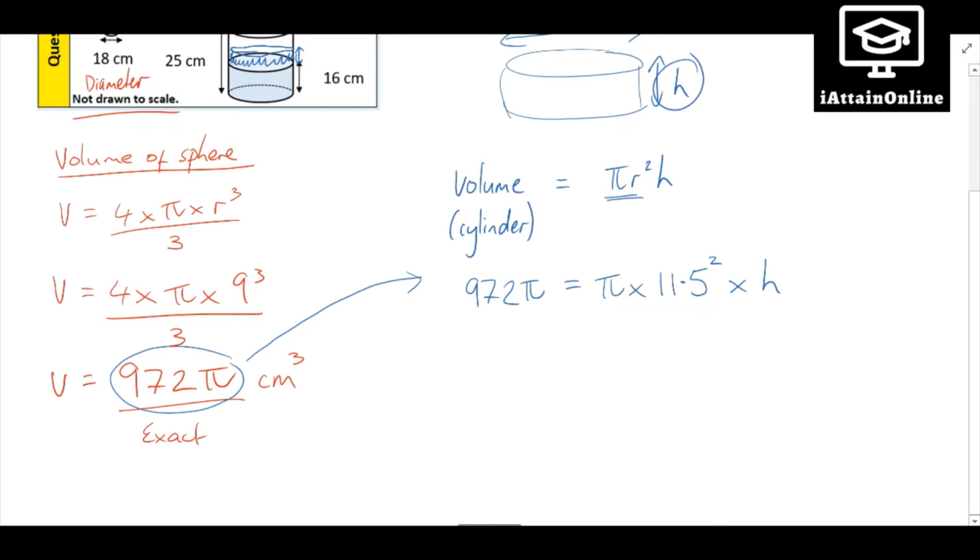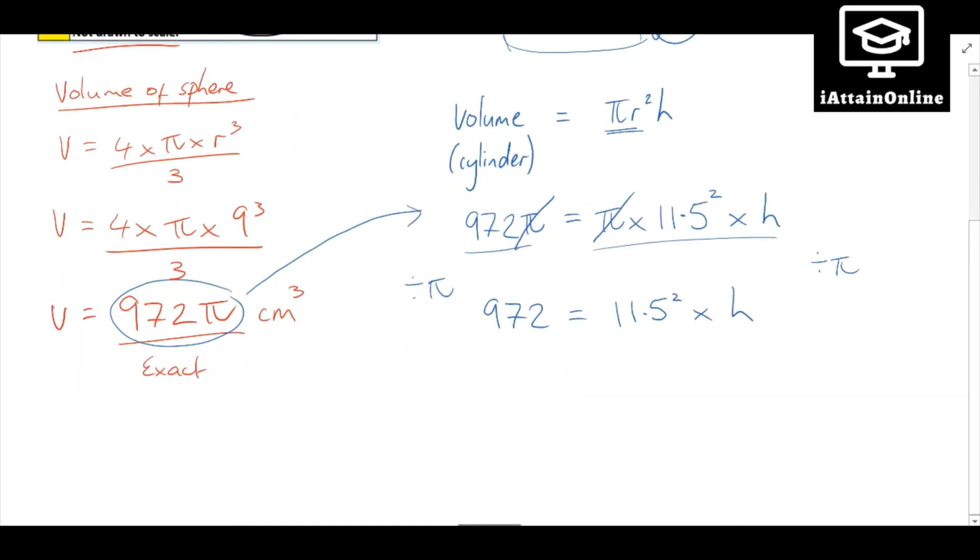Now remember, I said at the start it's sometimes useful to leave everything in terms of pi. This is an example of where that might come in handy. Both sides of this equation, we're just multiplying. The left-hand side means 972 times pi, and then we're just timesing everything on the right-hand side. Because we are timesing everything, and there's no adding or subtracting there, we can actually divide both sides through by pi. And if I do that, we can just cancel these things out. So I get 972 is equal to 11.5 squared multiplied by the height.